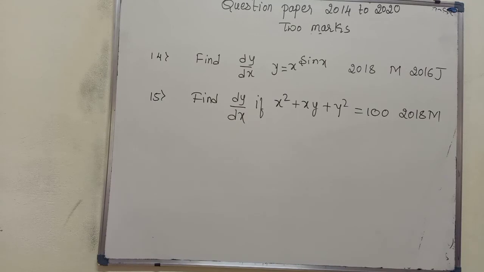Wait a minute. Okay, it was not asked before. So let me give it as homework for you: find dy by dx if x square plus xy plus y square is equal to 100. Try it yourself. Tomorrow we'll see.